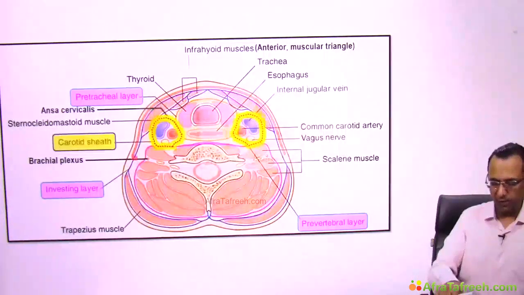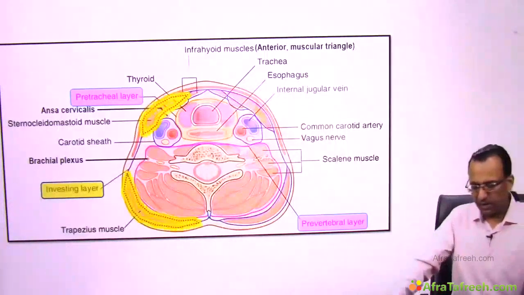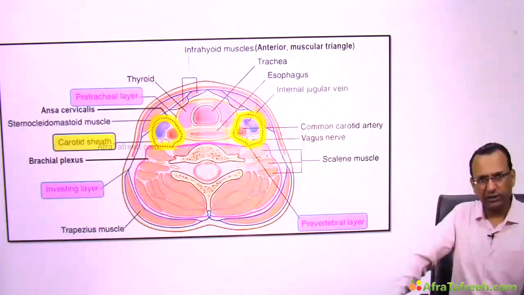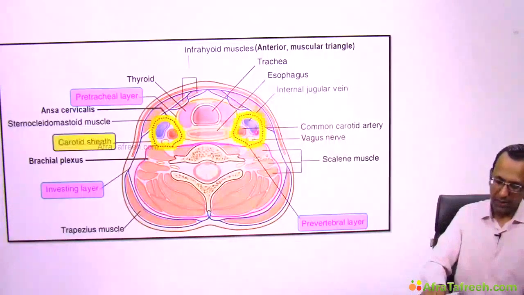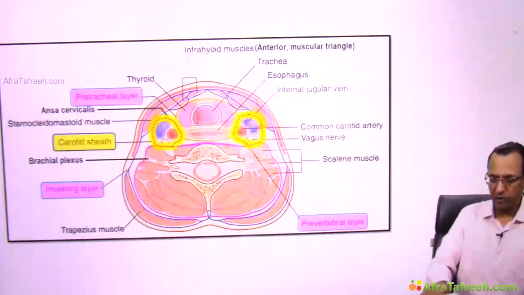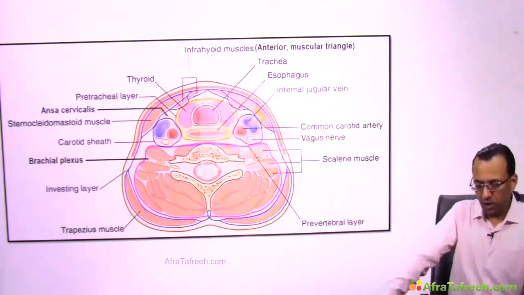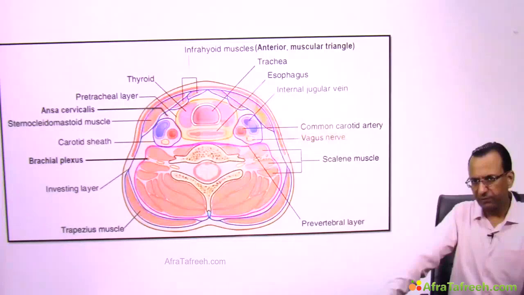You mean to say this part here? This part here? Yes, that is the roof of the posterior triangle. And then this is the carotid sheath containing the common carotid artery and internal carotid artery and internal jugular vein and the vagus nerve between the two, behind the two. Okay. The vagus nerve between the two, behind the two? Yes. Inside the carotid sheath.